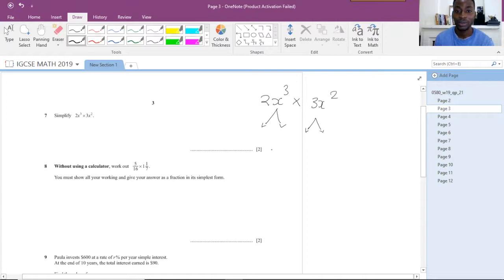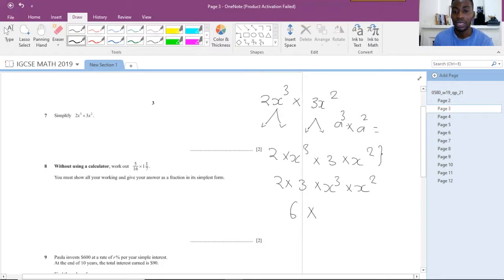So 2x to the power 3 is 2 times x to the power 3, multiplied by 3 times x to the power 2. Then from here we can collect like terms: 2 times 3 times x to the power 3 multiplied by x to the power 2. This will be 6, because it will be 2 multiplied by 3. There's a rule of indices which says if you have the same base raised to different powers, what you're supposed to do is add the powers.